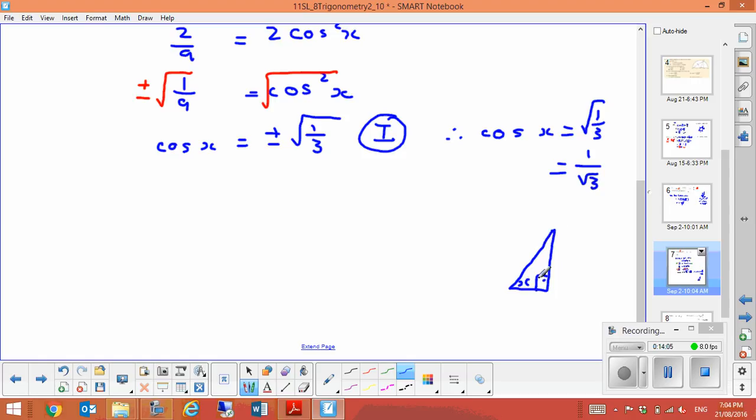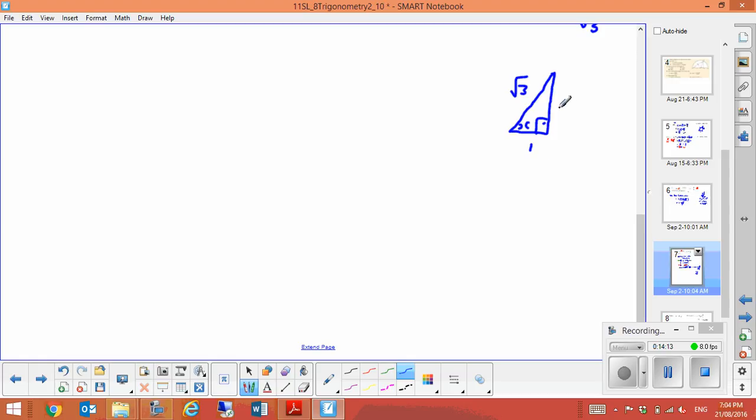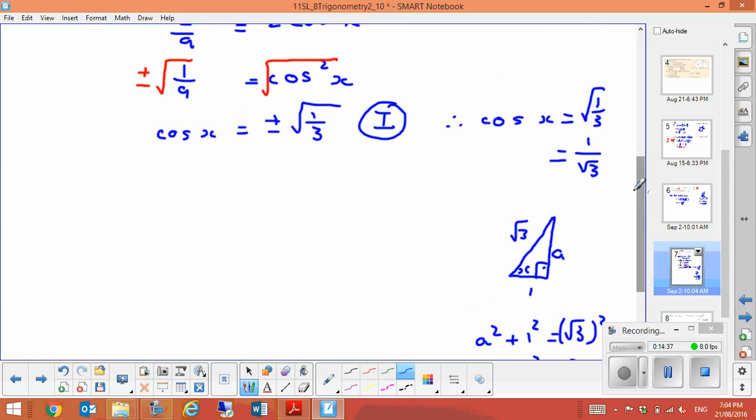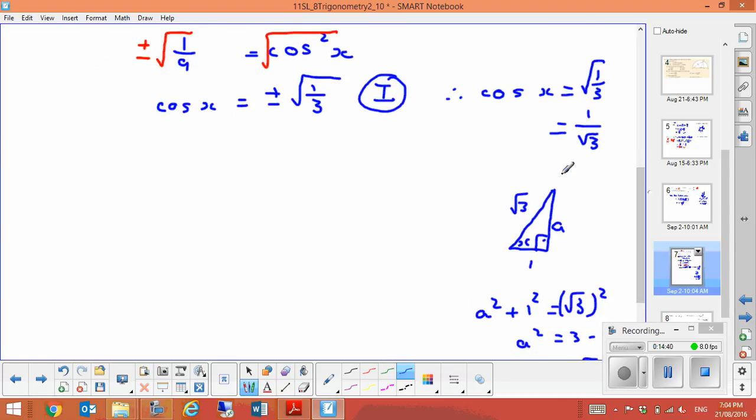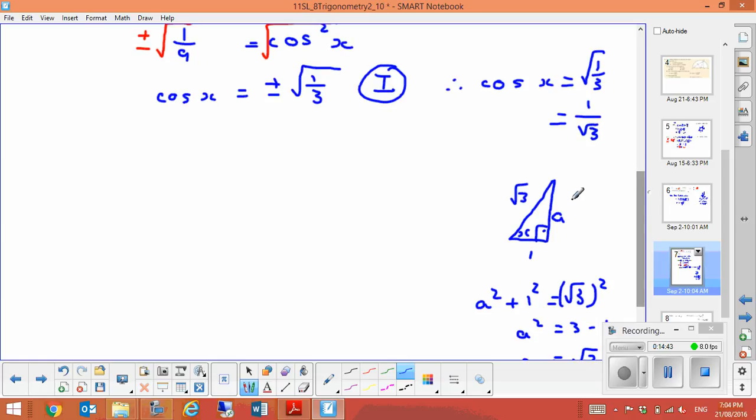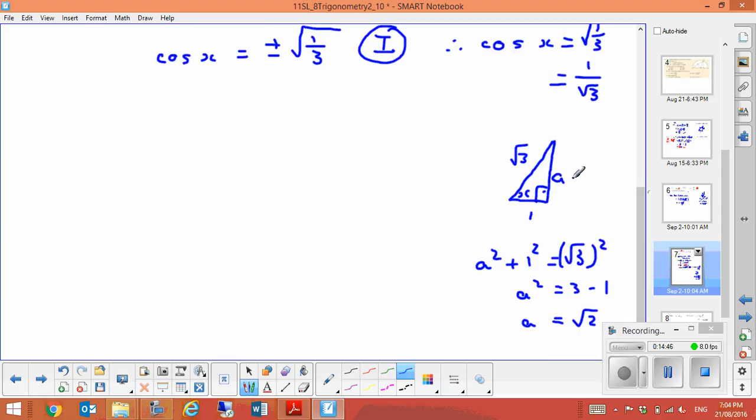So here's our x. Cos is 1 over 3. See that diagonal? We have the hypotenuse equal to 3. So we need to do our Pythagoras again. So a squared plus 1 squared equals 3 squared. So a squared equals 9 minus 1. A is equal to the square root of 8.